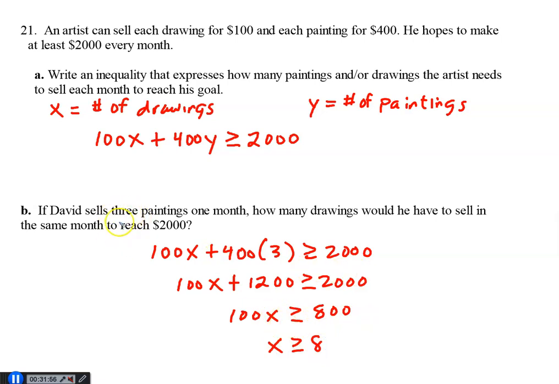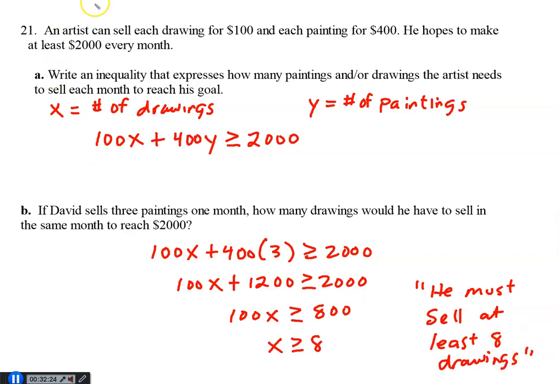So again, word problems need to be answered with words. If you just get down to here, that's not really giving me an idea that you understand what you were doing with this word problem. So let's put some words to it. He must sell at least 8 drawings. All right, and so that's your answer for number 21.